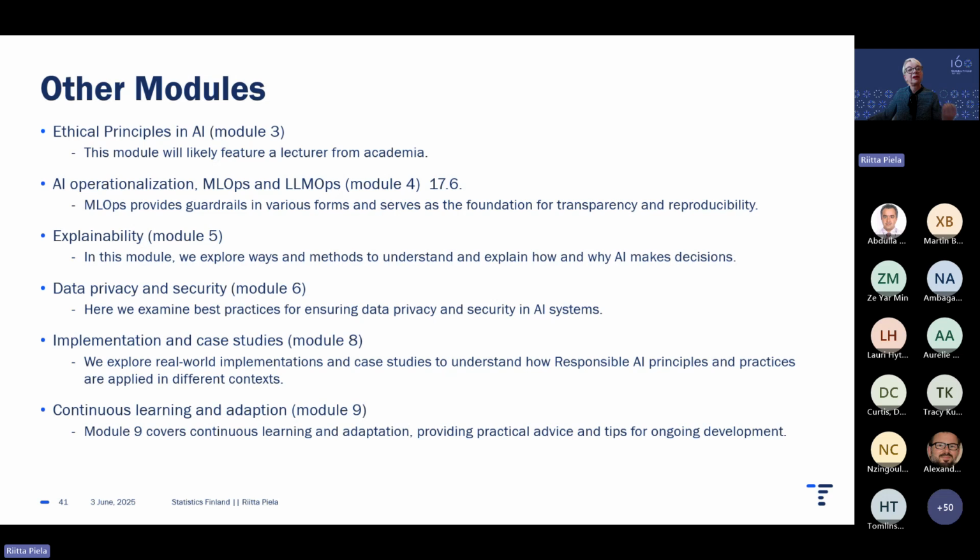The other modules are ethical principles. This module will likely feature a lecturer from academia. The next one, which will be quite soon, is actually AI operationalization, MLOps and LLMOps. It's where MLOps provides guardrails in various forms. And then we have explainability and data privacy and security. And then we have case studies. And then we have continuous learning and adoption, which provides practical advice and tips for some kind of ongoing development.